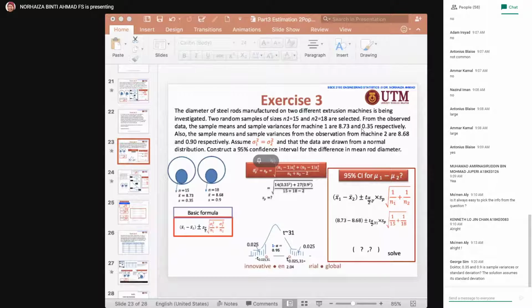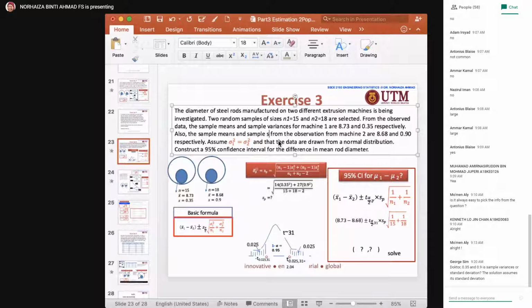Oh my god, I got it wrong. Sample variance, sorry. Let me just change the question. I'll just put sample standard deviation here. Sample standard deviation. Okay, it's easier.